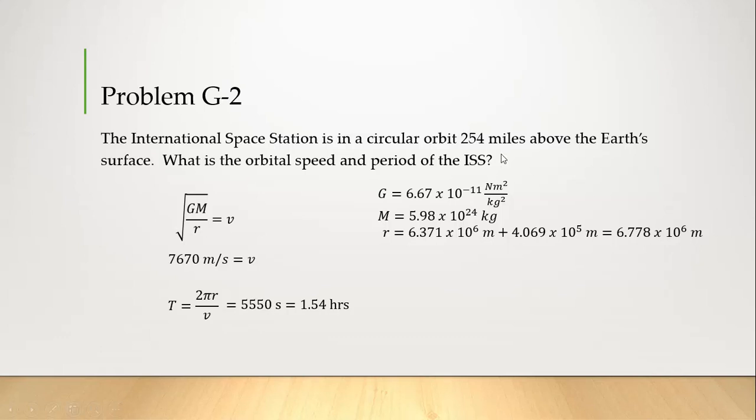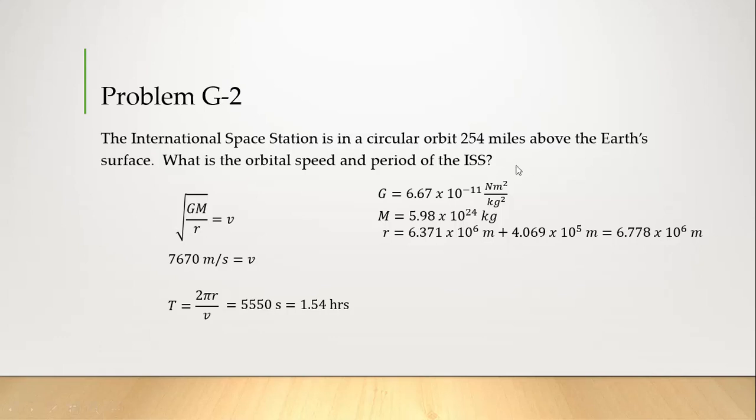So what I did was I said, well, the space station is 254 miles above the Earth's surface. That happens to be about 4.069 times 10 to the 5th meters, which is much, much closer. Divide by 1,000, that's 406 kilometers above the Earth's surface. That's much closer than the thousands of kilometers that my geosynchronous satellite was.